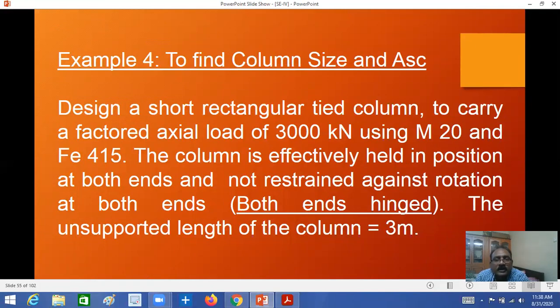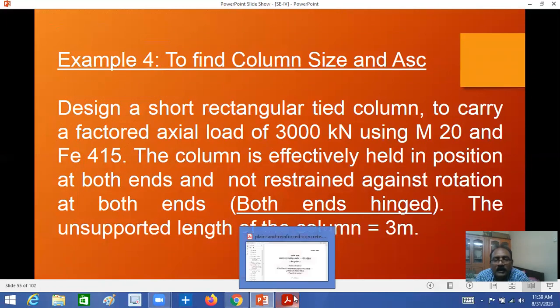So what is given in the problem: Pu, the factored axial load, is given as 3000 kilonewtons. The grade of concrete is M20, that is fck is 20 newton per mm square, and Fe 415 means the yield stress of steel is 415 newton per mm square. The condition is effectively held in position at both ends and not restrained against rotation.